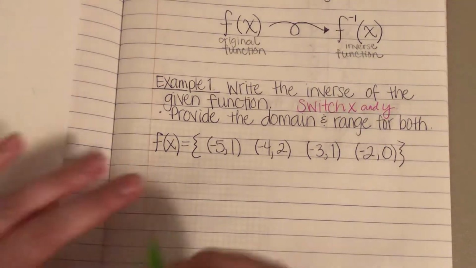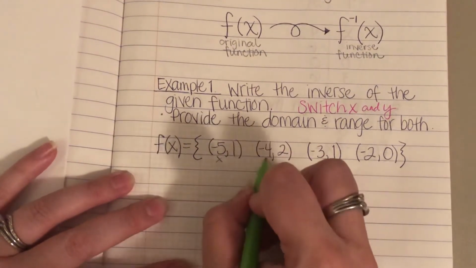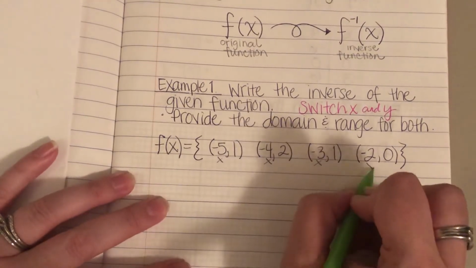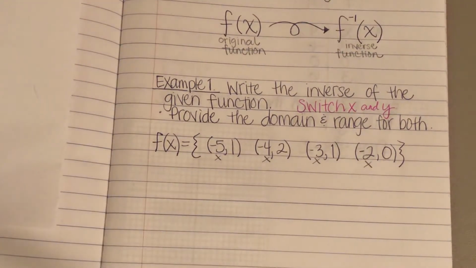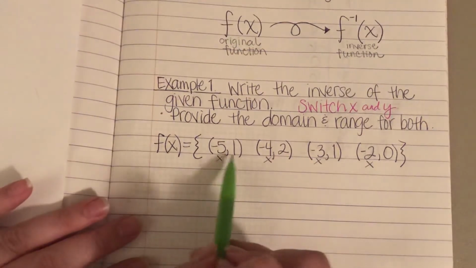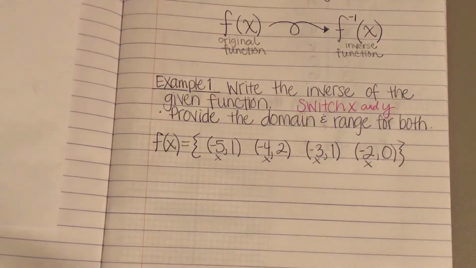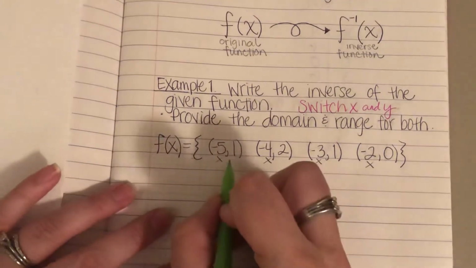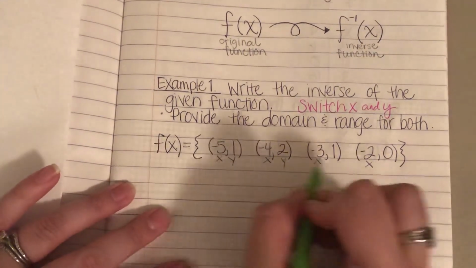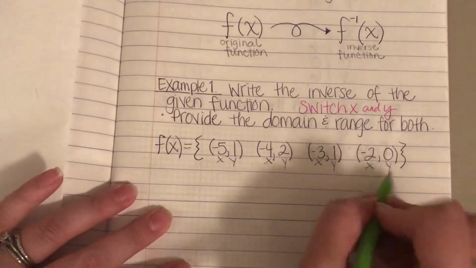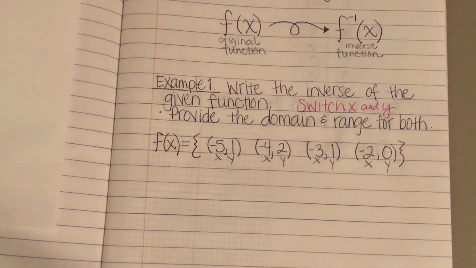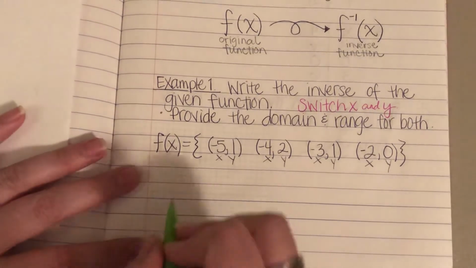So the first thing you're going to do is come to your function, your ordered pairs, and you're going to say x, x, x, x. All the first numbers are x's, and then my second ones are y's. Now, if you wanted to, you could go in and say x1, x2, x3, x4, and then come back y1, y2, y3, y4. It's not necessary. For the inverse, we just need to know which one is the x and which one is the y. That's it. Now I'm going to answer the question.